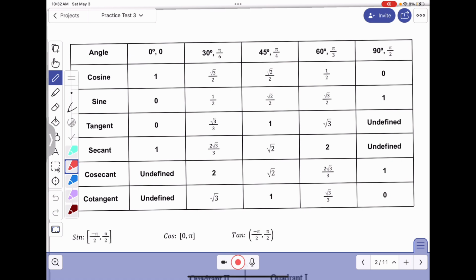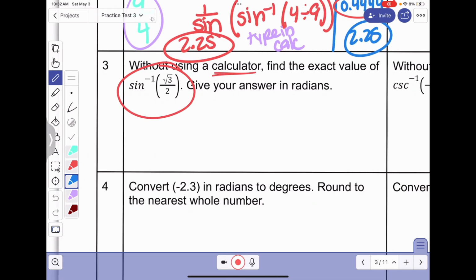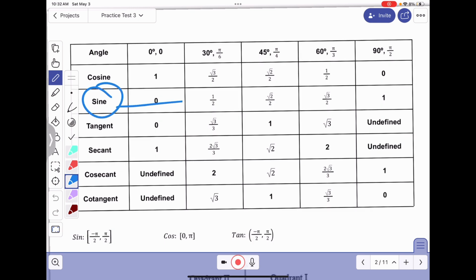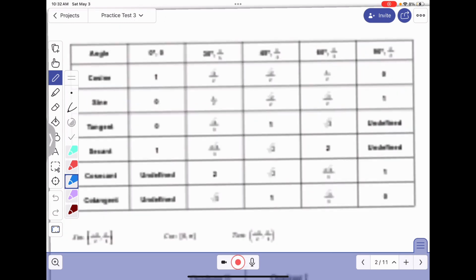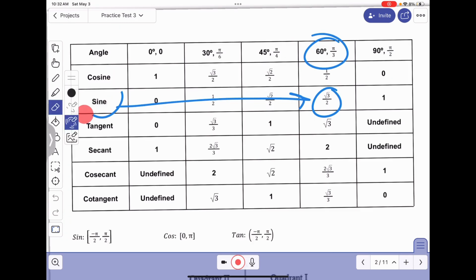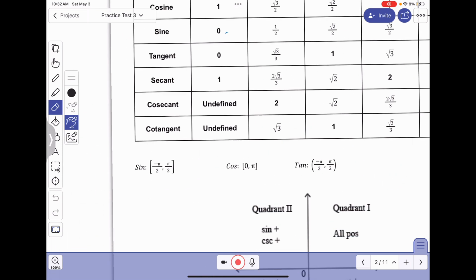So we find sine. We go to the right over to root 3 over 2, and that's below 60 degrees. Sine, root 3 over 2, 60 degrees. So that means it's positive at 60 degrees.